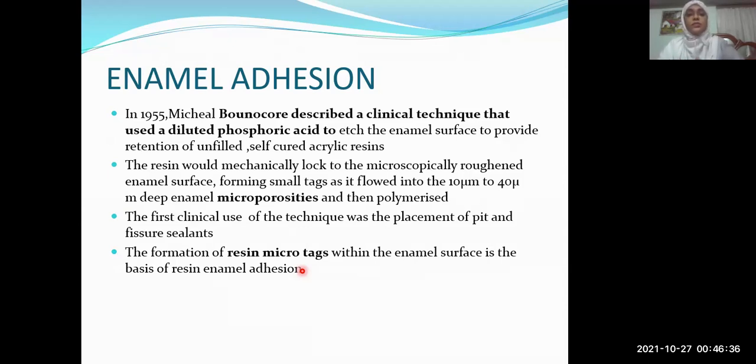It was in 1955 that Buonocore described a clinical technique where diluted phosphoric acid was used to etch enamel. The resin would mechanically lock to the roughened enamel surface created by the phosphoric acid. The first clinical use of this technique was in pit and fissure sealants. There was formation of resin microtags within the enamel surface, into which the material retained itself, and the bonding was done.